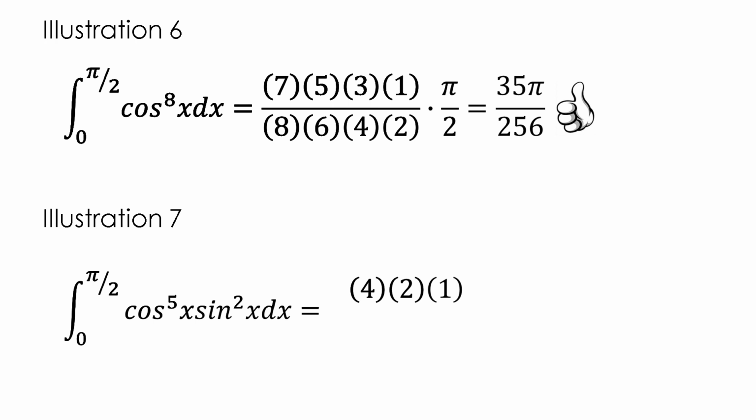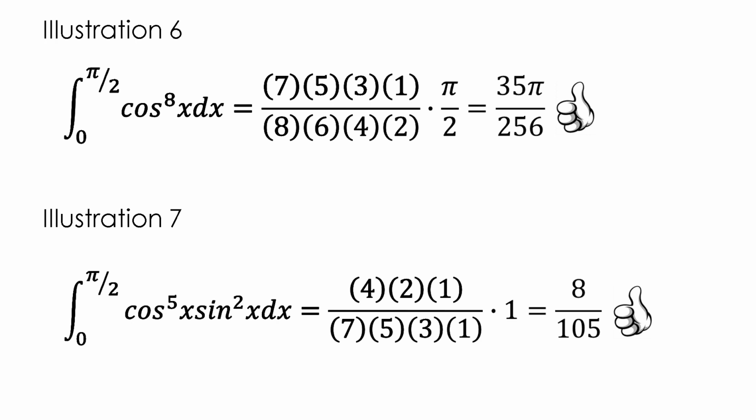So we multiply 1. The denominator will be the sum of the exponents of sine and cosine, which is 7. 7 is taken from the sum of 5 and 2. So the denominator becomes 7 times 5 times 3 times 1. Since 5 is odd, alpha is 1, we just multiply 1, and our final answer becomes 8 all over 105.